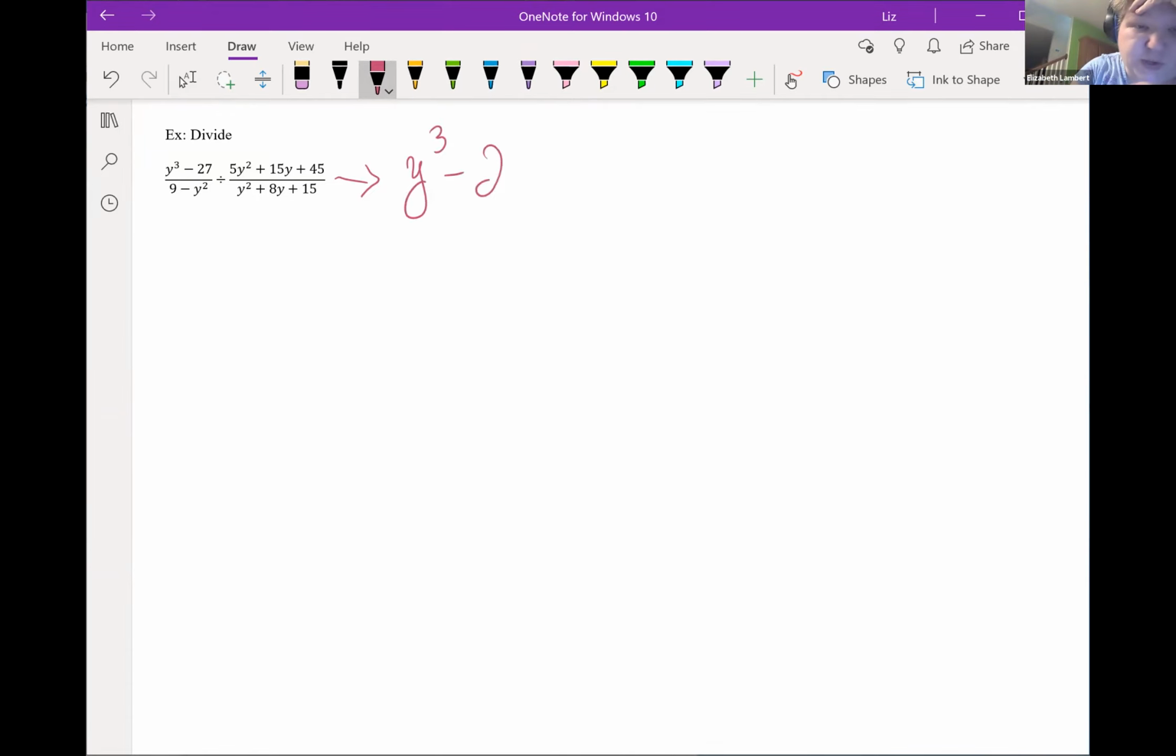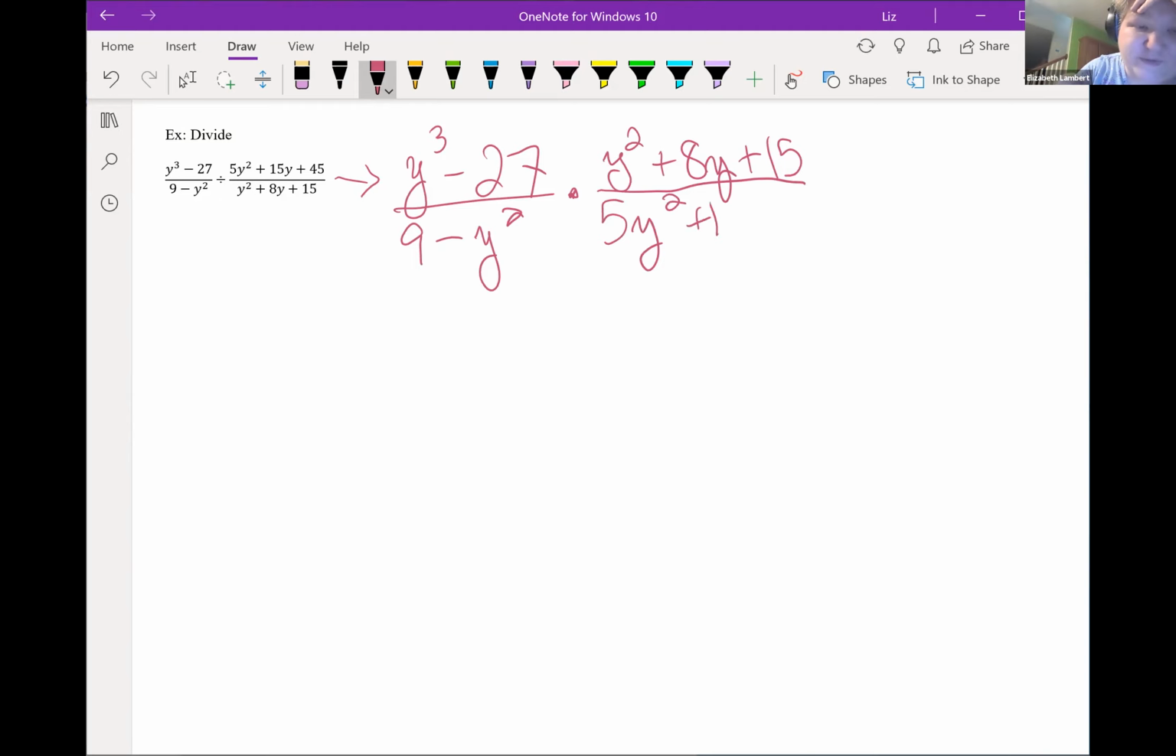Y cubed minus 27. There's that promised cube. 9 minus y squared. Weird. Changing it to times. Flip it, so the y squared plus 8y plus 15 is now on top. And the 5y squared plus 15y plus 45.